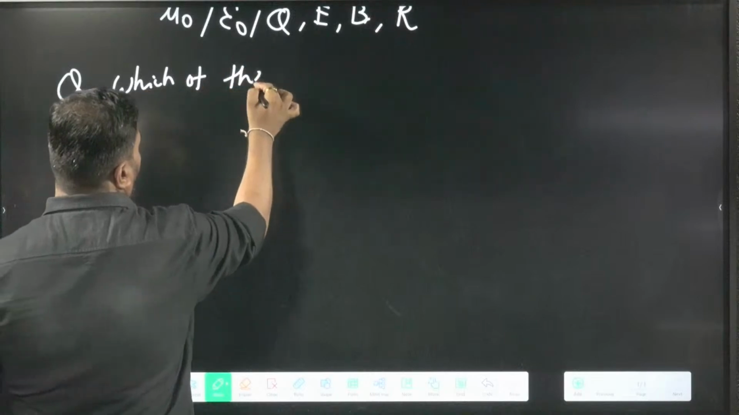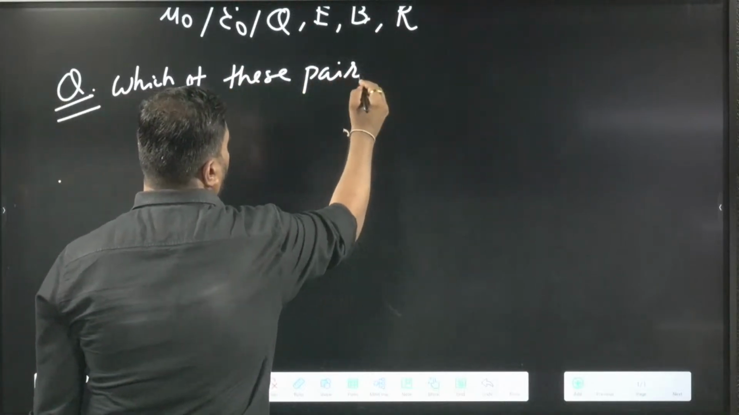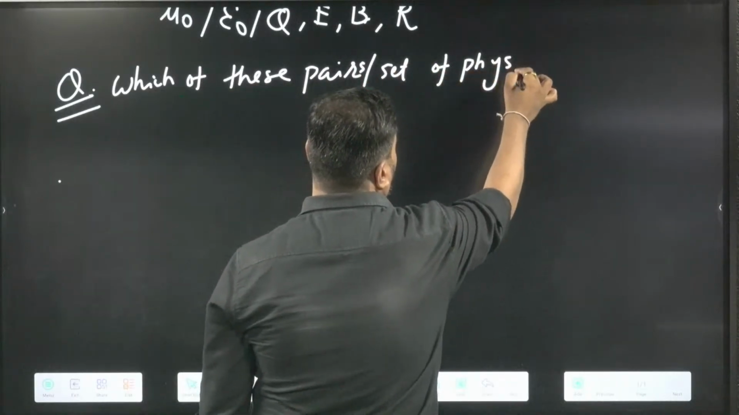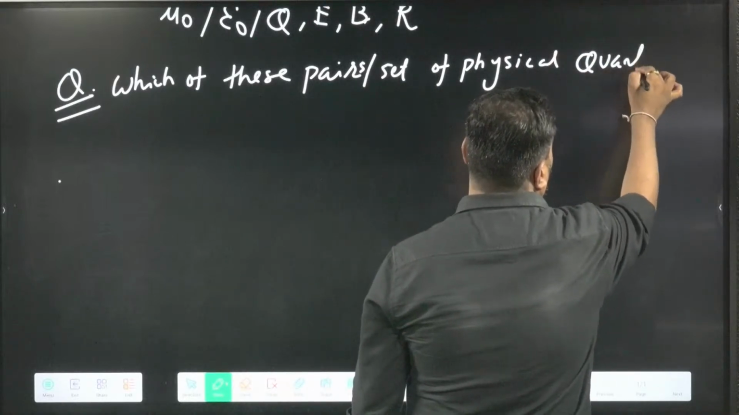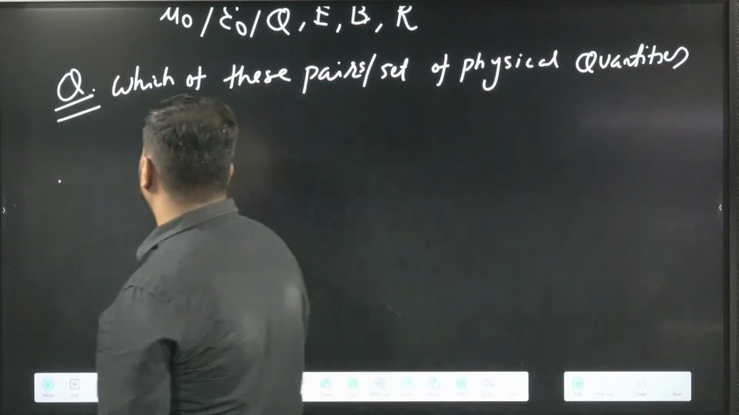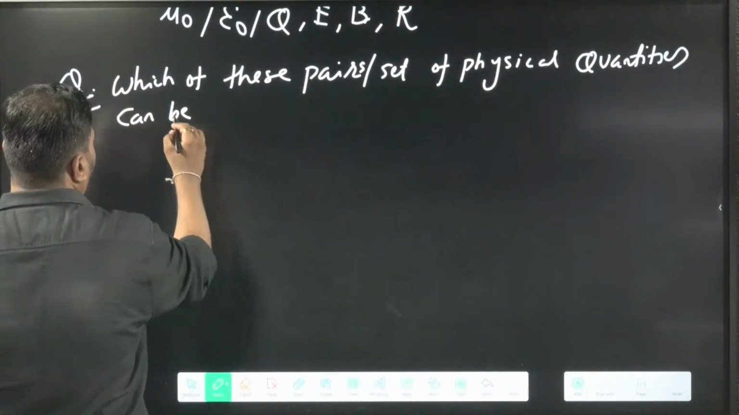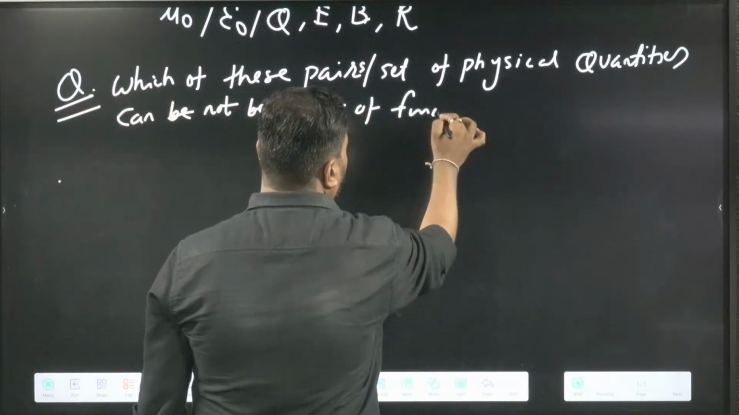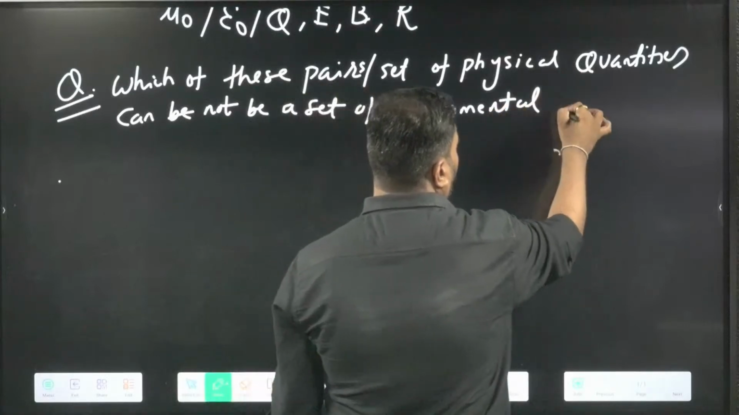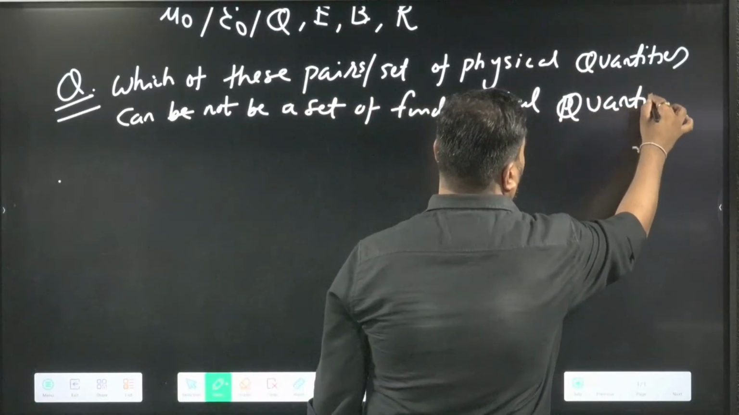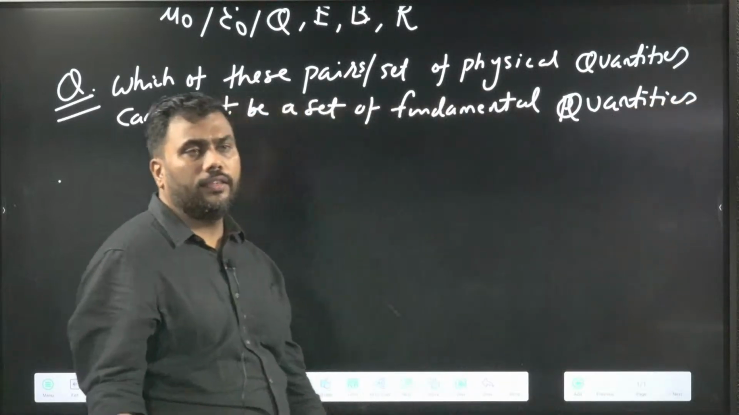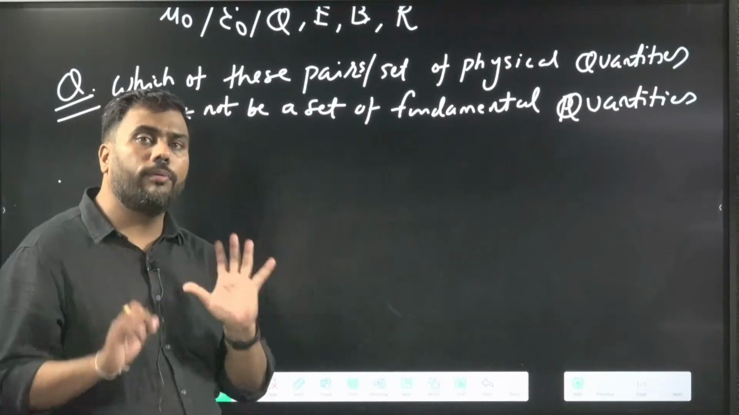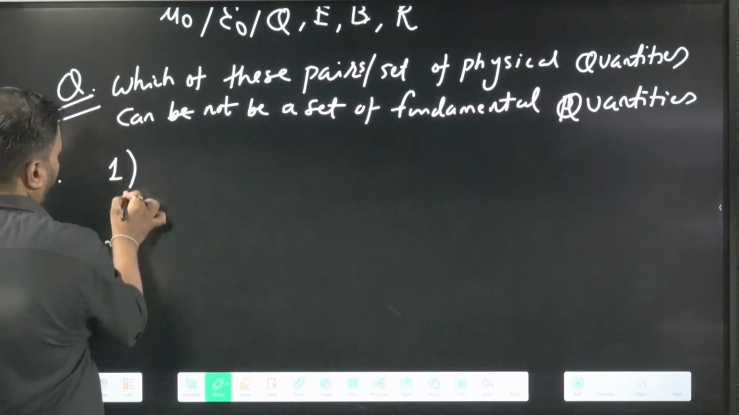Which of these pairs or sets of physical quantities cannot be a set of fundamental quantities? I am going to give you sets of quantities, and tell me which set cannot be a fundamental set.